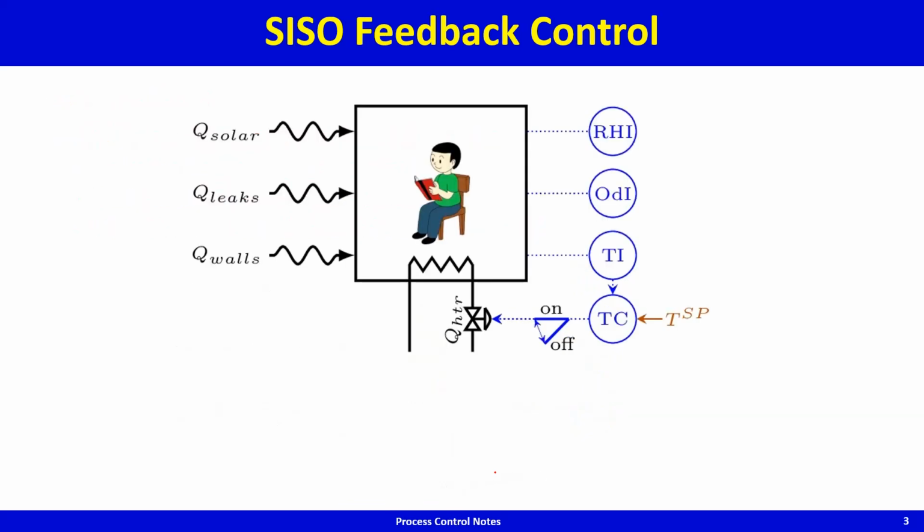Now let's say such a controller is implemented. So we've seen this before. So you have this feedback loop that maintains the temperature as close as possible to the set point by adjusting the heater duty.